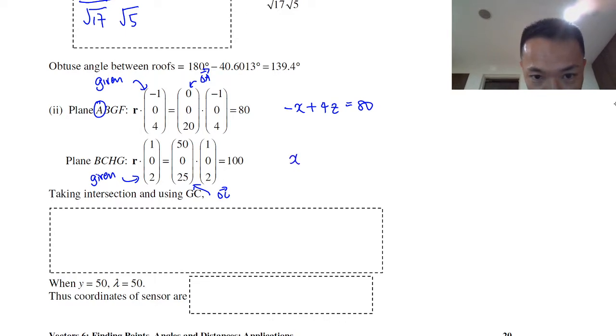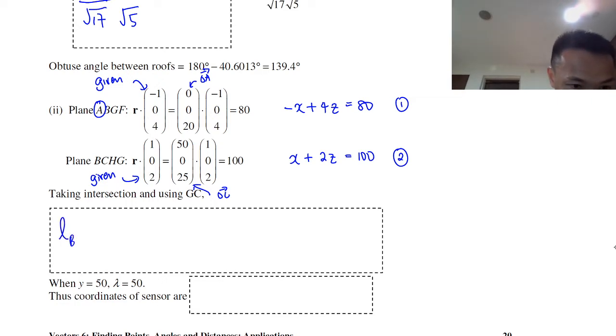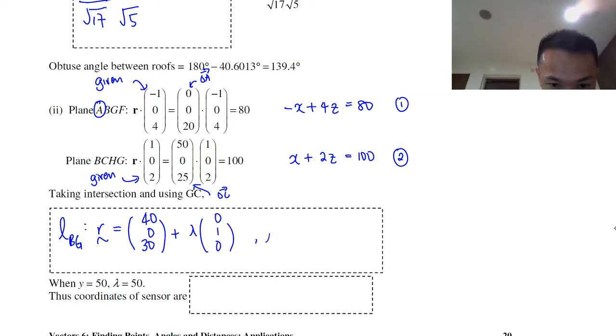You have x plus 2z equals 100. So you have equation 1, equation 2. You solve. I don't want to go through how you get there. Eventually, you will get this one. L, the line of BG. Line BG has this equation: r equals (40, 0, 30) plus lambda (0, 1, 0), lambda belonging to the real numbers. So we have found the equation of the line BG.